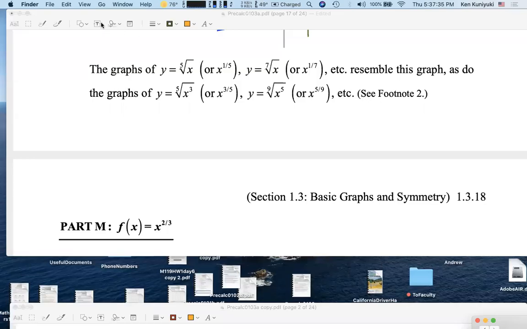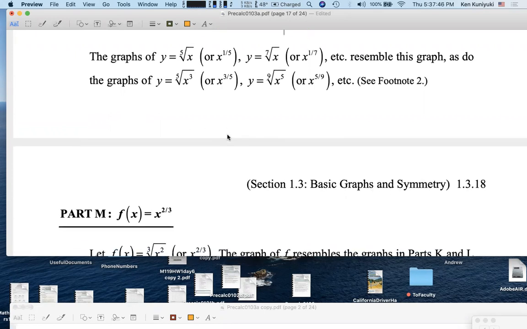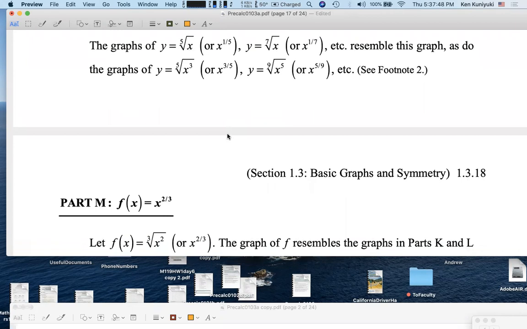Hi everyone. How do you graph y equals x to the 2/3? Well, how can you write that in radical form? How could you write x to the 2/3 in radical form? You could write it as the cube root of x squared. What is the domain of this function?